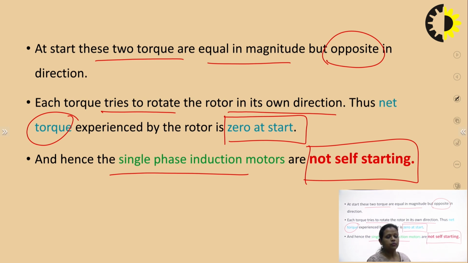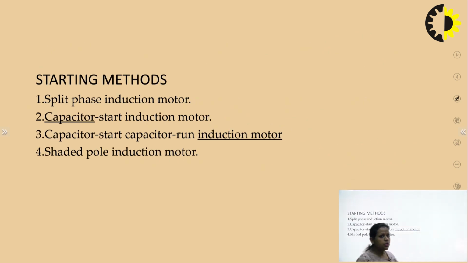Now the second part: what are the different starting methods? The different starting methods are the split phase induction motor, then the capacitor start induction motor, then the capacitor start capacitor run induction motor, then the shaded pole induction motor.